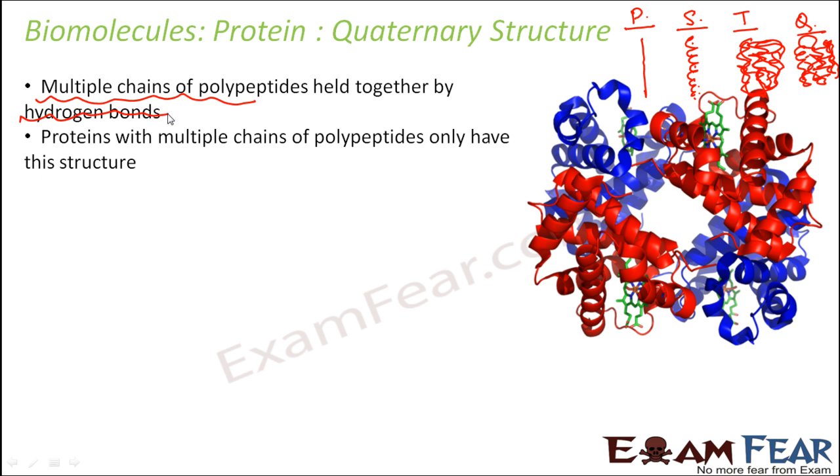When we talk about the structure of proteins, we see that all the protein structures are highly dependent on hydrogen bonds. This type of structure is not seen in all proteins. It is seen only in proteins which have multiple chains of polypeptide, because if you have only one chain of polypeptide, tertiary structure is the maximum that you can get out of it, because quaternary structure is possible only when hydrogen bonds bind two different chains of polypeptides. So that is your quaternary structure.